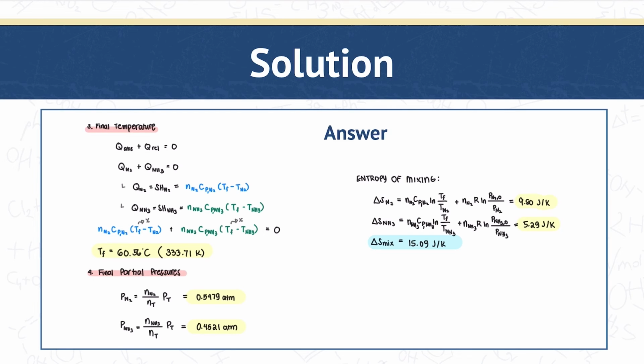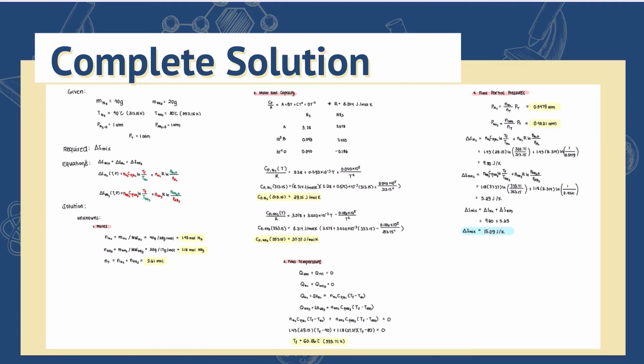So finally, we now have all the unknowns. We can get the entropy of the nitrogen gas and the ammonia, which is 9.80 joules per Kelvin and 5.29 joules per Kelvin respectively. Then, substituting into our entropy of mixing, which is just adding these together, we will get 15.09 joules per Kelvin. So, to better guide you in solving this problem, here's the complete solution. And you can pause the video here and take a screenshot.